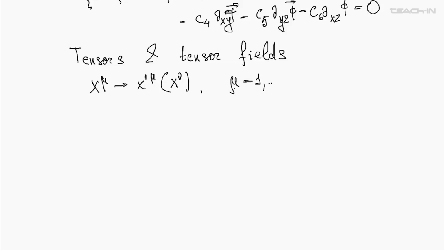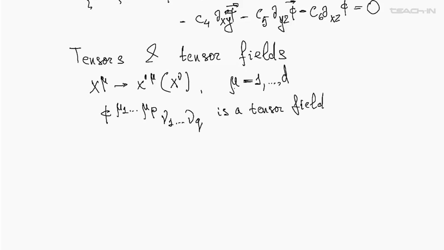Then a tensor field phi with indices mu1 and so on, mu p, nu1 and so on, nu q, is a tensor field of rank pq. So this object depends on the point x. If under general coordinate transformations, it transforms in the following way.